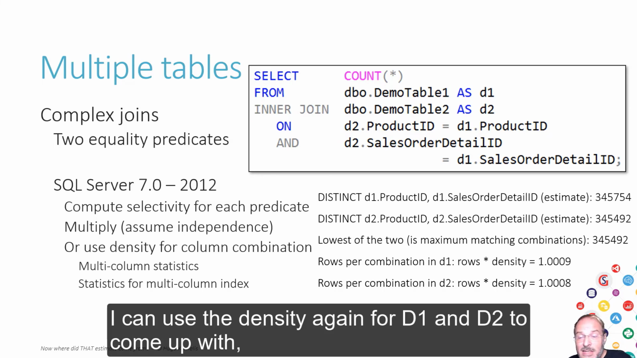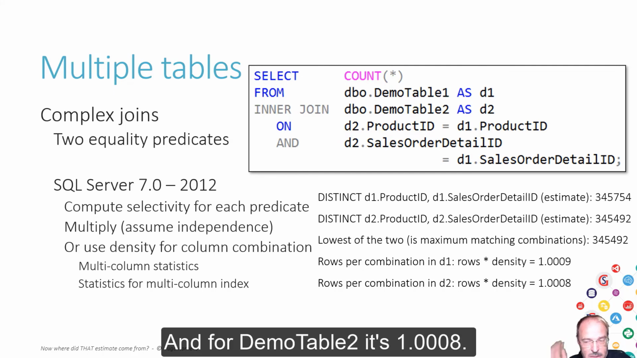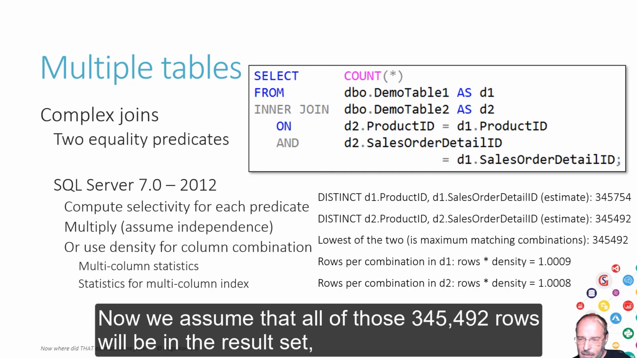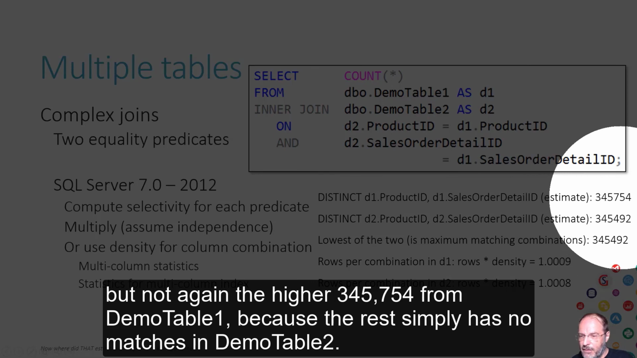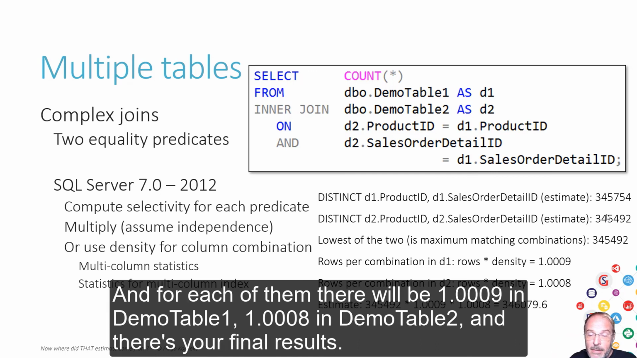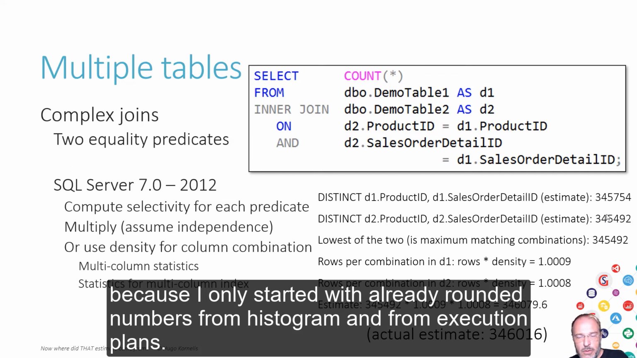345,492 rows, I can use the density again for D1 and D2 to come up that for each row in demo table 1 there will be 1.0009 rows with that value, and for the demo table 2 it's 1.0008. Now we assume that all of those 3,492 rows will be in the result set, but not again the higher 345,754 from demo table 1, because the rest simply has no matches in demo table 2. And for each of them, there will be 1.0009 in demo table 1, 1.0008 in demo table 2, and there's your final result. And again, the actual estimate was close enough that I believe this is rounding error, because I only started with already rounded numbers from histogram and from execution plans.